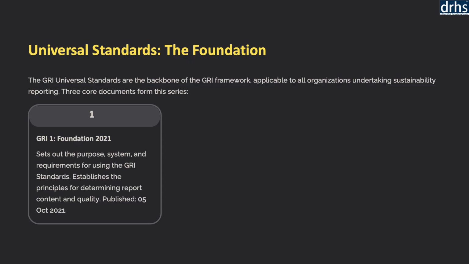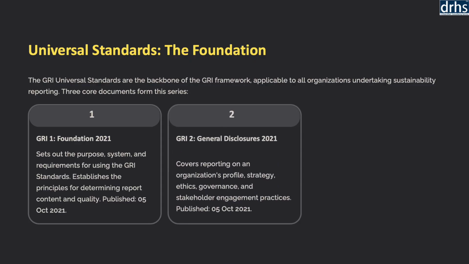Complementing this is GRI 2, General Disclosures, 2021, which requires organizations to provide a comprehensive overview of their governance structures, strategic orientation, ethical conduct, and stakeholder engagement practices. This ensures a transparent narrative that contextualizes sustainability performance within the broader organizational ecosystem.